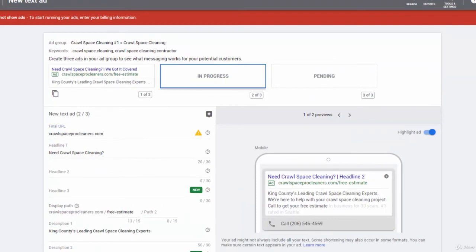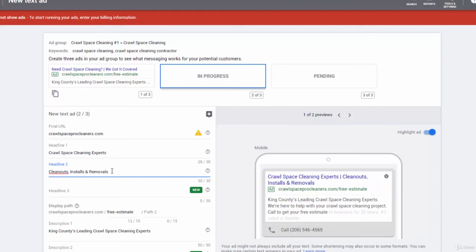All right, so now we're going to create ad number 2. Let me get this headline over here. The first headline is going to be crawl space cleaning experts, and then let's go to headline number 2, and that one's going to be clean outs, installs, and removals. Okay, great. And then headline 3, we're not going to have one there.